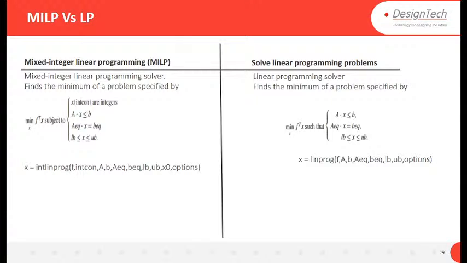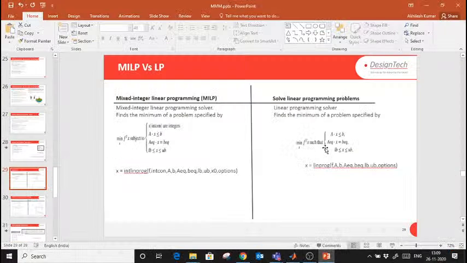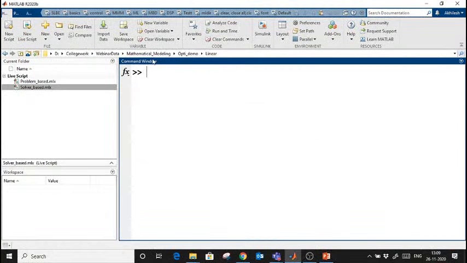So in that case, to find the resistance value, we use mixed integer linear programming, where there will be continuous data and discrete data also. Else you can use linear programming problems. Okay, so we are going to see both. It is very simple and very easy.